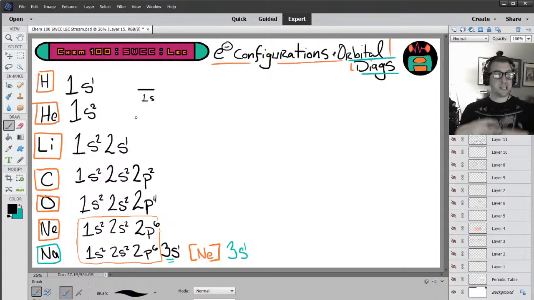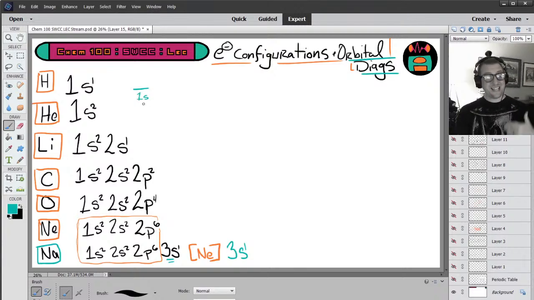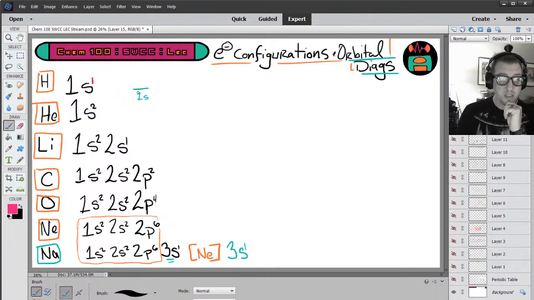So this represents the one orbital within the 1s subshell, and the electrons are represented by arrows. Now there's one electron in the 1s orbital, so that means we draw one arrow in the 1s orbital in our orbital diagram.